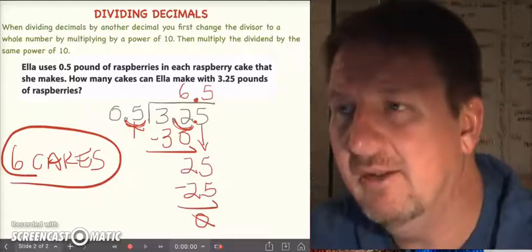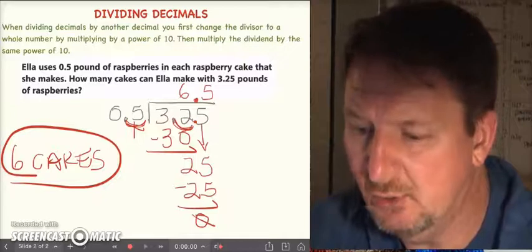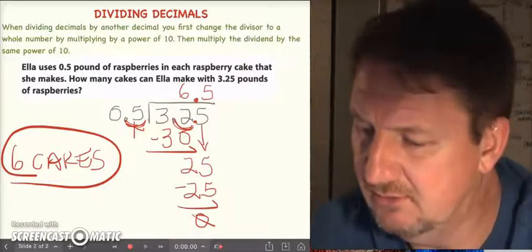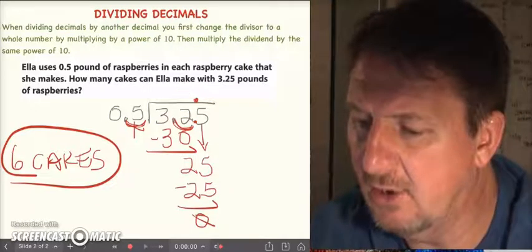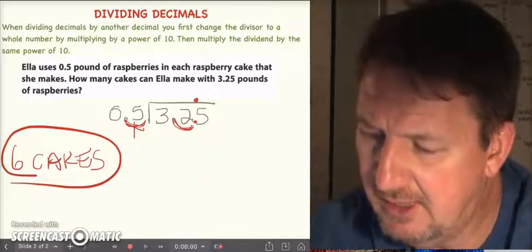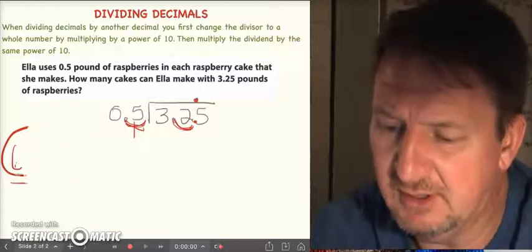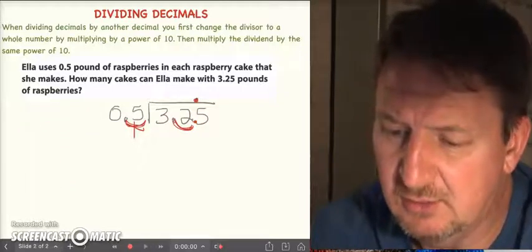All right. Another thing that I want to mention is that if there aren't any decimals in your divisor, let me see if I can just erase this stuff real quick. If there aren't any decimals in your divisor, then you still have to move, not the divisor but the dividend.